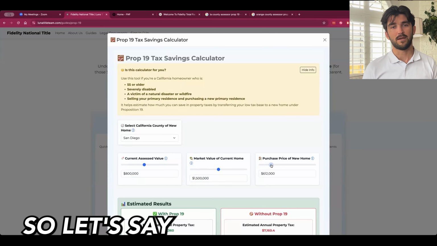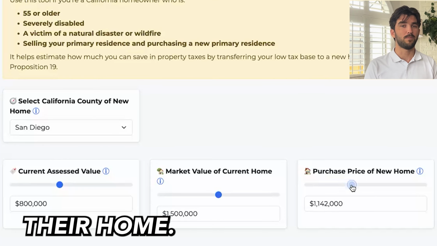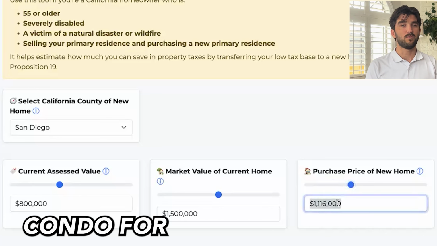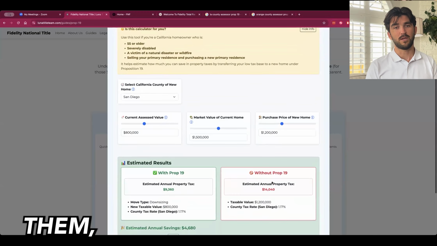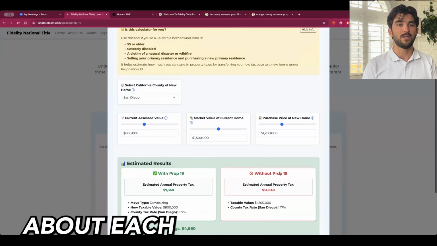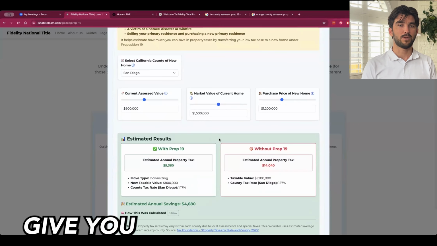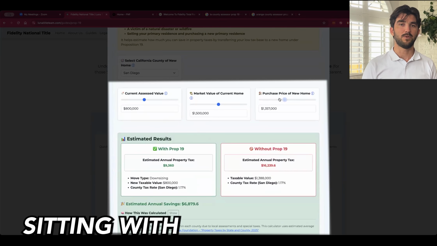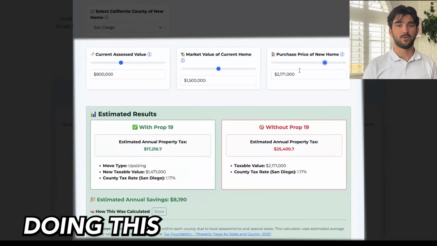So let's say they're going to maybe downsize. So maybe they're going to sell their home. Maybe it's a 3-bedroom home. They wanted to buy an ocean view condo for $1.2 million. And so to look at how this would work for them, we'll start with the without Prop 19 scenario. And the nice part about each of these calculators is you'll be able to put in these numbers really quick. It'll give you the results quickly. And the nice part is it'll actually change on the fly too. So as you're sitting with someone, you can go through different examples and see how these change over time as you're doing these example cases.